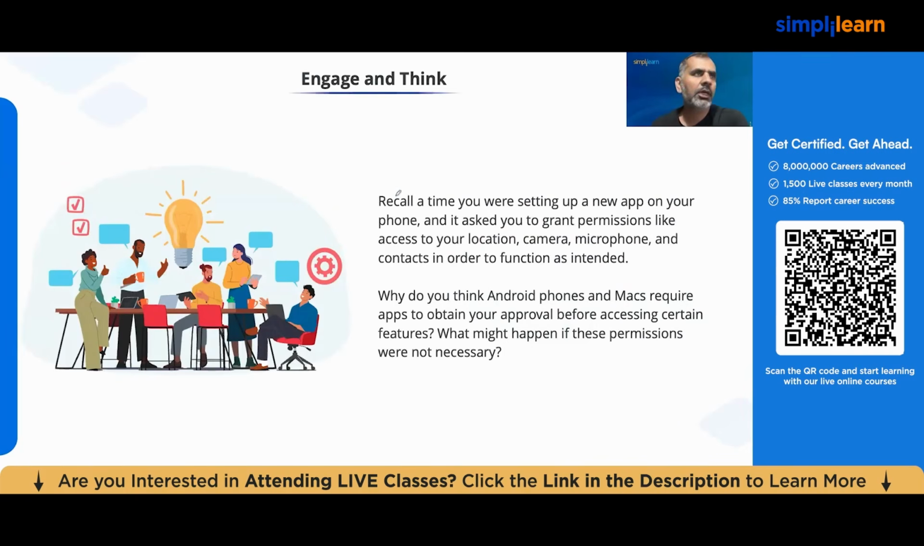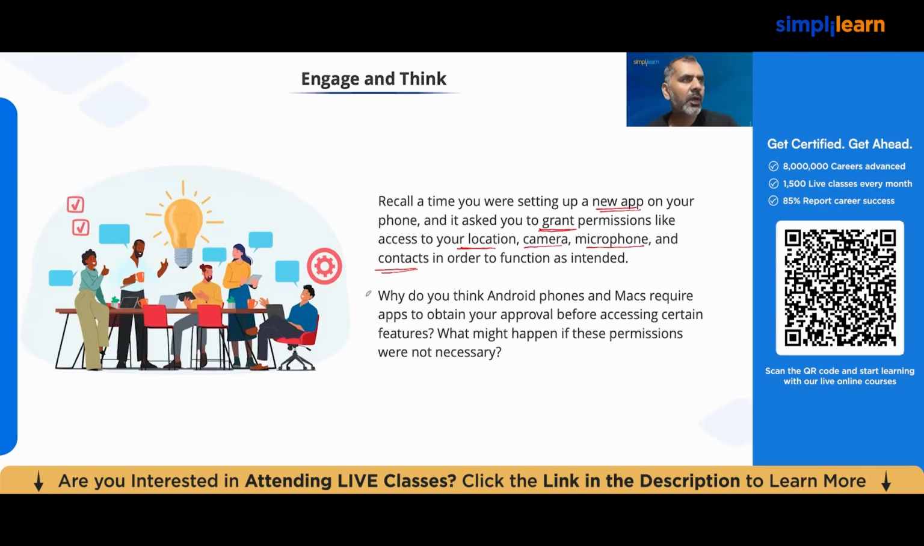Whenever you install a new application on your phone, whether it is an iOS phone or Android phone, this application is going to ask you to grant certain permissions, like permissions related to access your location, your camera, your microphone, or maybe sometimes your contact details as well. And these permissions are being asked by the applications to provide certain functions which are required for that application.